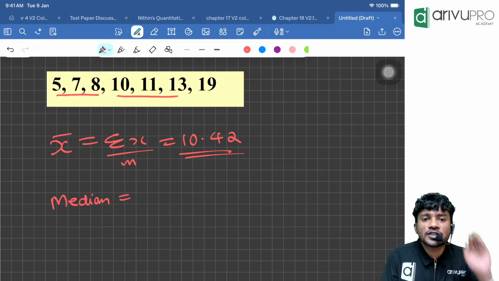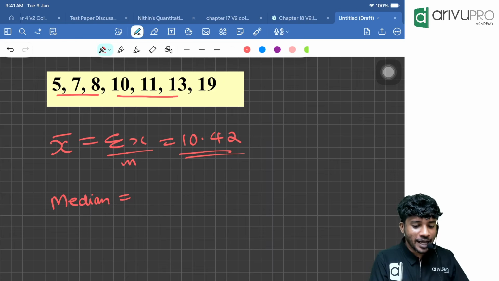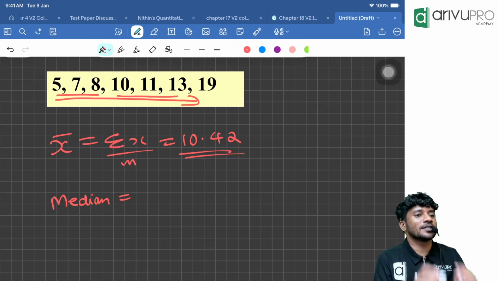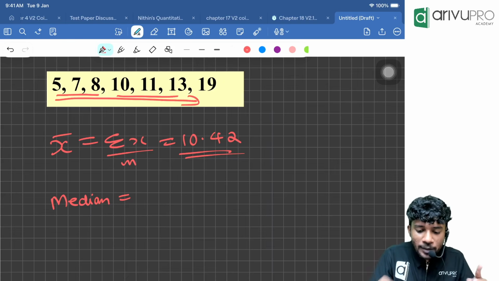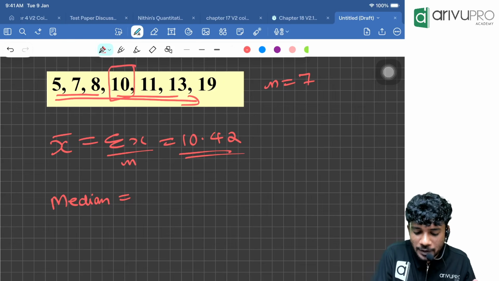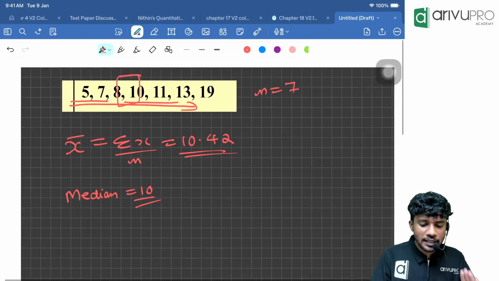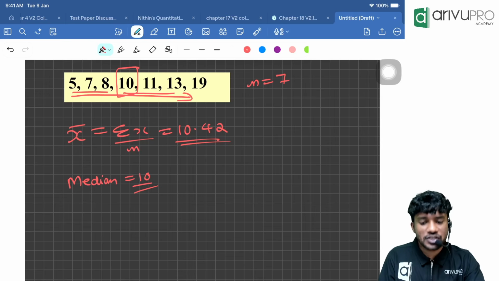Okay. First rule of median is what? They should be arranged in increasing order. Are they arranged in increasing order? Yes. Now tell me how many terms are there in total? n is equal to 7. That means the middle value will be our median. Who is the median then? The 10 is our median. Directly we got. Then we are going for partitions.